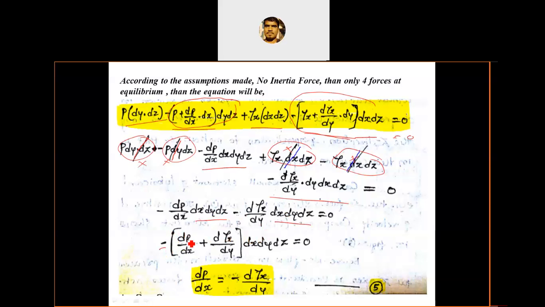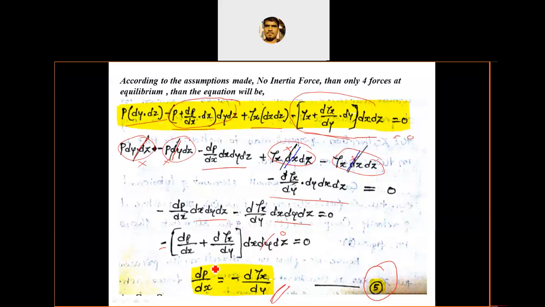So minus dp by dx plus d tau x by dy. If you multiply this into the right hand side, it becomes 0. If you move to the right side, anything by 0 is 0. So finally we got equation 5. This equation 5 is dp by dx equal to minus d tau x by dy.